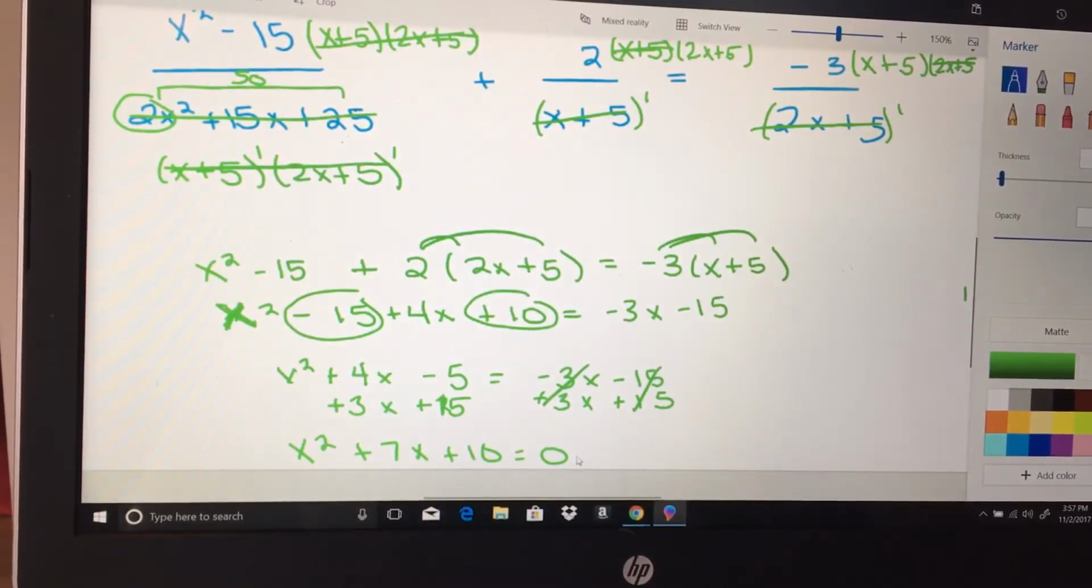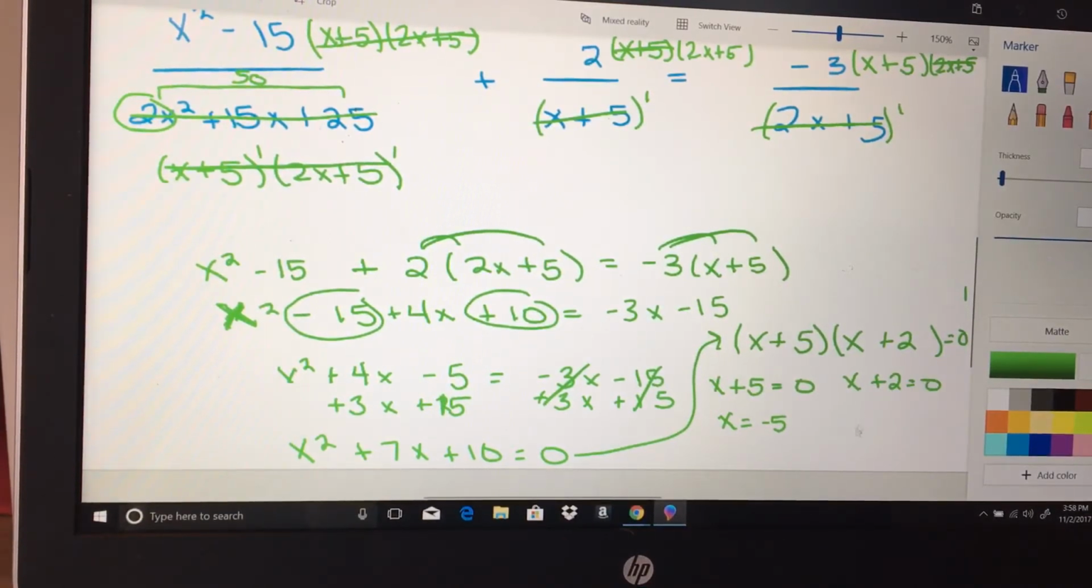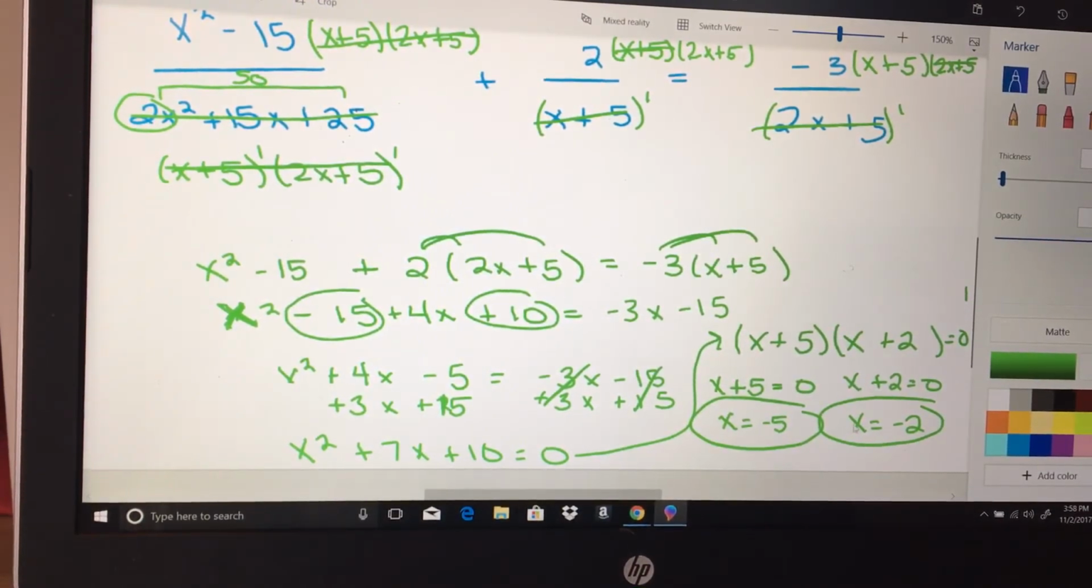So then we're going to take that and we're going to solve. And we can factor that, so no need for the quadratic formula. We have multiplies to 10, adds to 7, x plus 5, x plus 2. We take each of the factors and set them equal to 0, and we have x plus 5 equals 0. That's going to give us x equals -5, and then we have x plus 2 equals 0, and that's going to give us x equals -2.